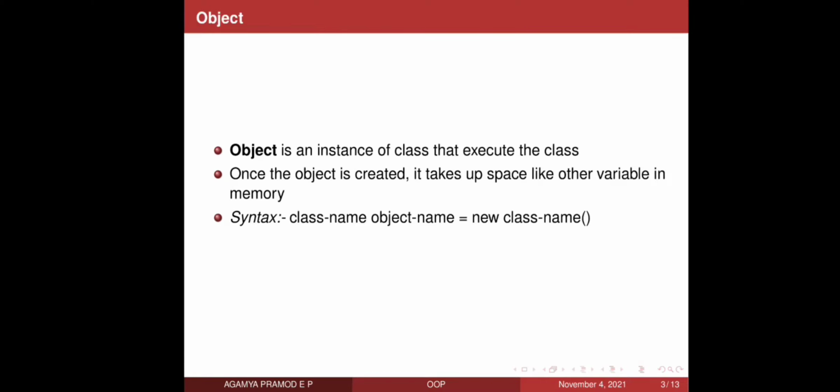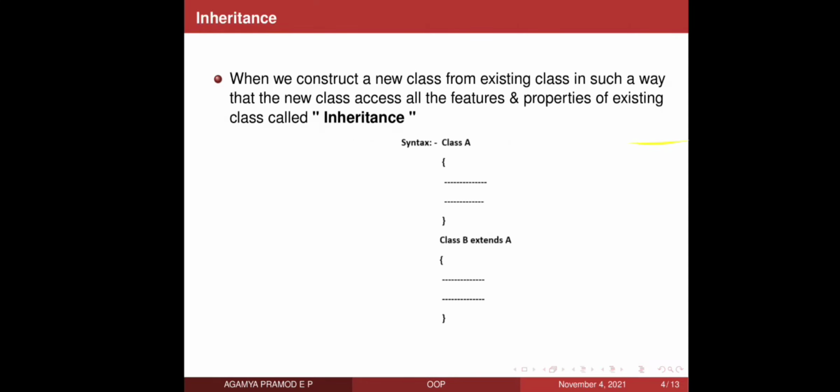And an object is an instance of a class that executes the class. Once an object is created, it takes up some space like other variables in memory. And this is the syntax for the object, which contains a class name and object name. Object name means that the object reference is given here, and new is the keyword, which uses dynamic memory allocation here. And at last there is a class name with parentheses, and this is the constructor.